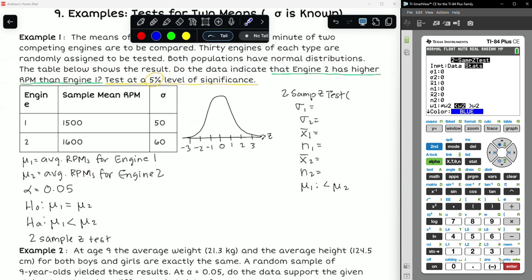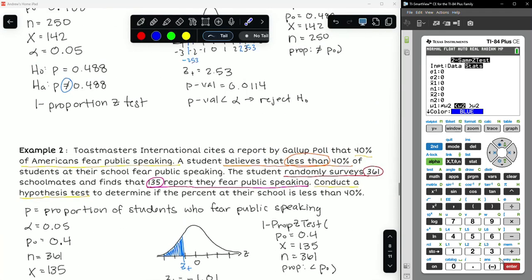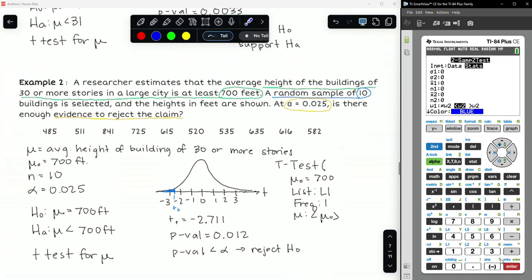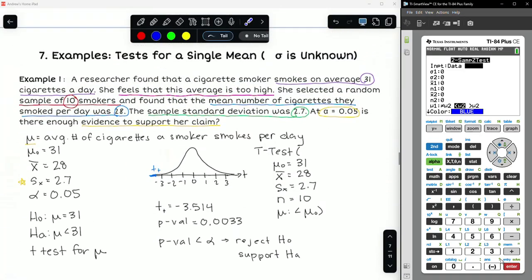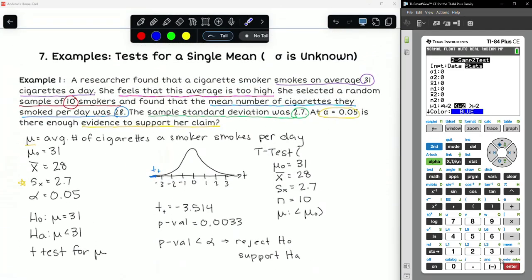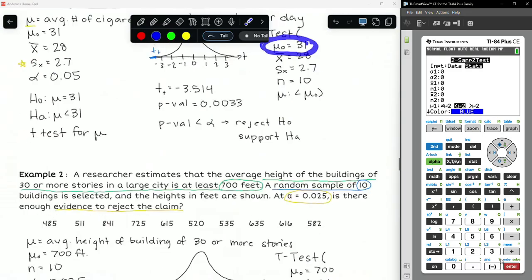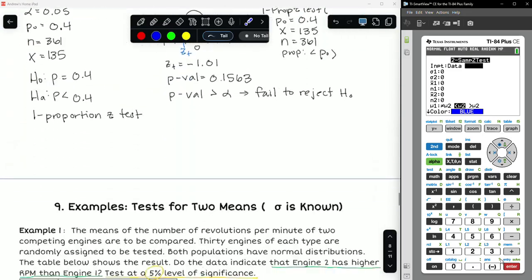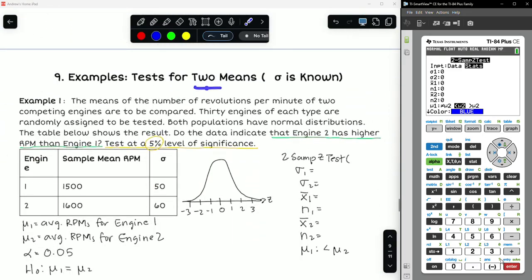You'll notice here, at no point do they ask me for a claimed population mean. If I scroll back up to our examples here for claims about a single mean, our t-test function and our z-test function were asking for a claimed value for the population mean. We don't see that here because we are comparing two means to each other and not one mean to a value.